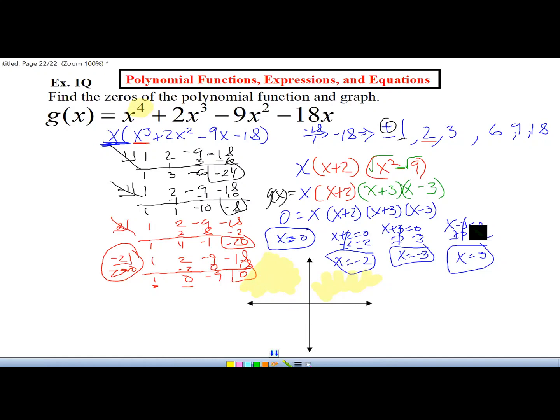So let's plot our x-intercepts. X-intercept 0, x-intercept negative 2, x-intercept negative 3, x-intercept 3. So if we start over here on quadrant 2, we go through the first one from left to right, next one, and next one. Look at that. It's beautiful.